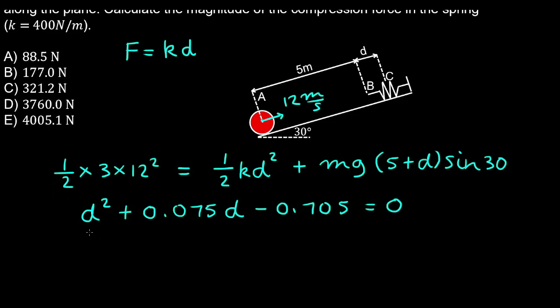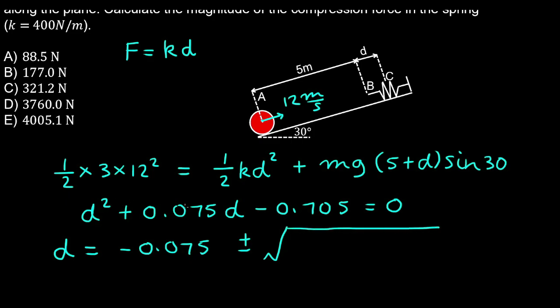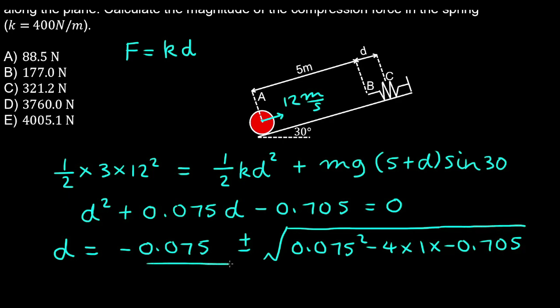And now we can solve this quadratic. So we get D is minus B, which is 0.075, plus or minus the square root of B squared minus 4AC, and that's all divided by 2A, which gives the following result.